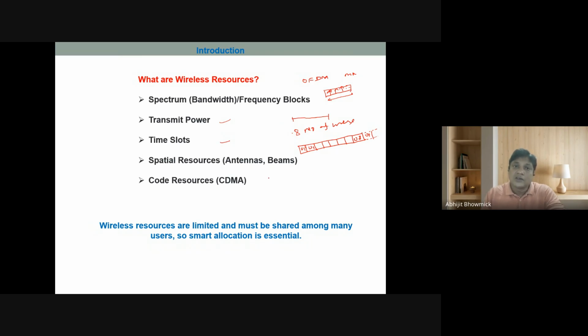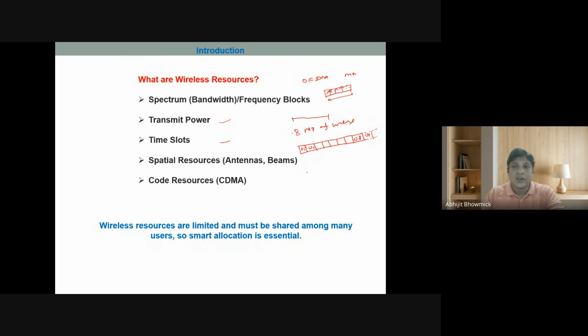Another technique is code resources. It means that instead of time or frequency, you can use code for transmission. That is used in CDMA. What happens is each user is allocated a different code. They transmit to their intended users, and the intended users are aware of this code when they decode their information using their known code.